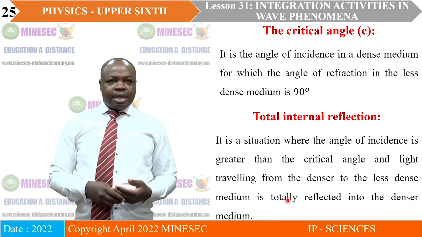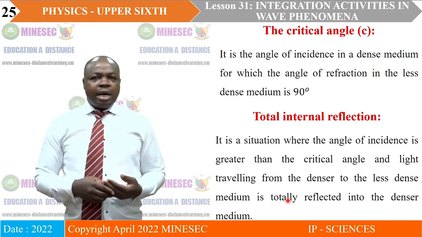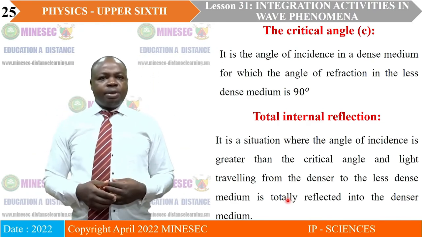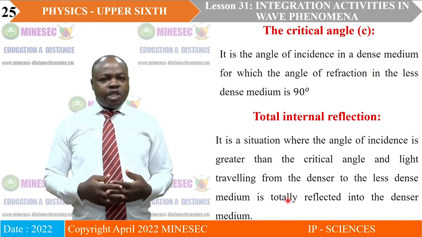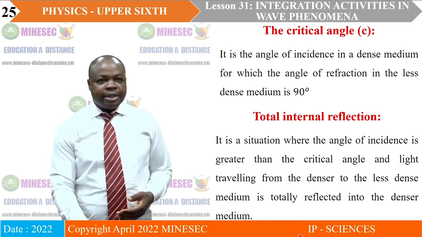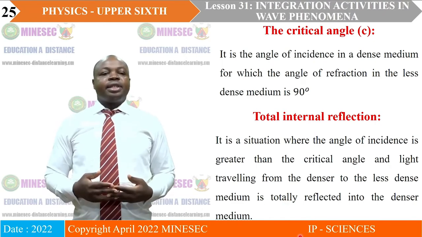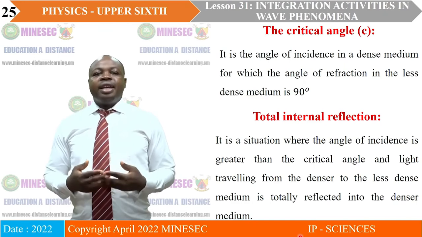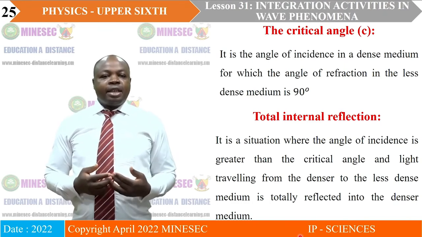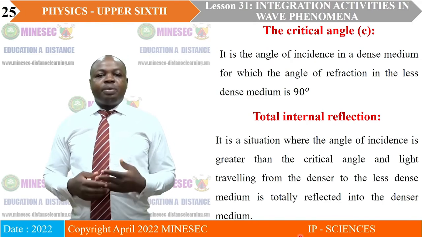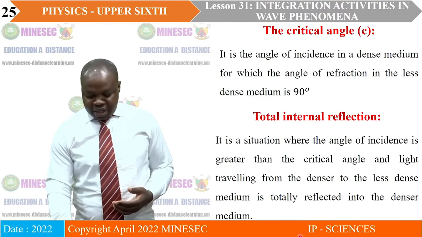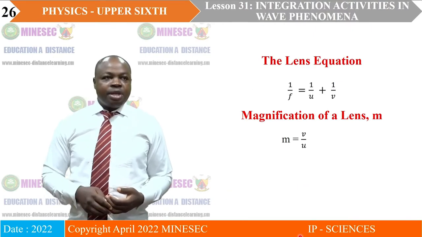Now, we have the critical angle, which is the angle of incidence in the denser medium for which the angle of refraction in the less dense medium is 90 degrees. And total internal reflection is a situation where the angle of incidence is greater than the critical angle, and light traveling from a denser medium to a less dense medium is totally reflected into the denser medium.